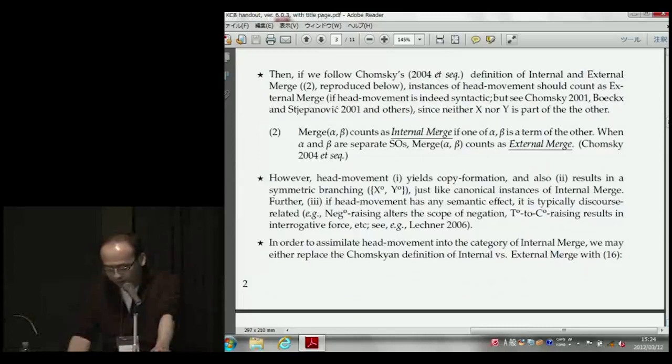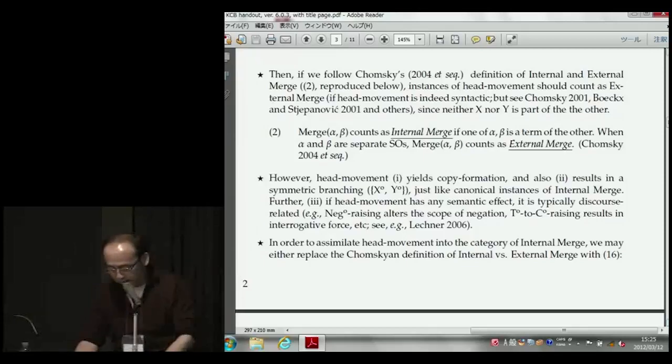First of all, head movement is obviously a movement operation, just like internal merge, and it yields copies of X0. Further, head movement also patterns with internal merge in terms of the preliminary generalization in 13. Namely, just like core cases of internal merge, head movement results in symmetric branching, in this case of the form {X0, Y0}. In addition, if head movement has any semantic effect, it is always discourse related. For example, Neg0 raising alters the scope of negation, T0-to-C0 raising results in interrogative force, and so on and so forth. Therefore, if there is some truth to the generalization in 13, and if head movement really exists as a syntactic movement phenomenon, which may be questioned, of course, it seems natural to pursue a theory of merge that assimilates head movement to the category of internal merge.